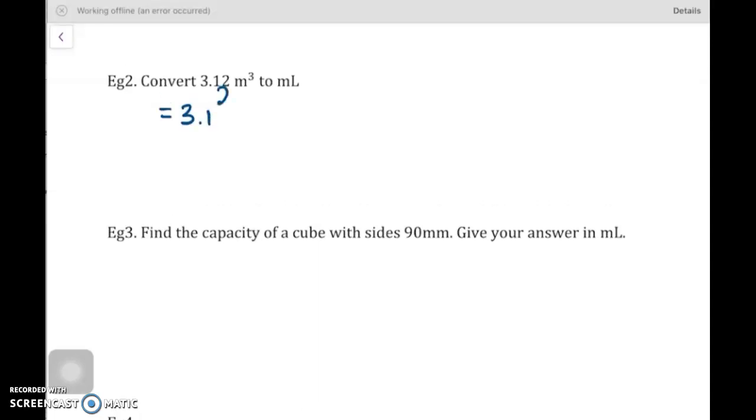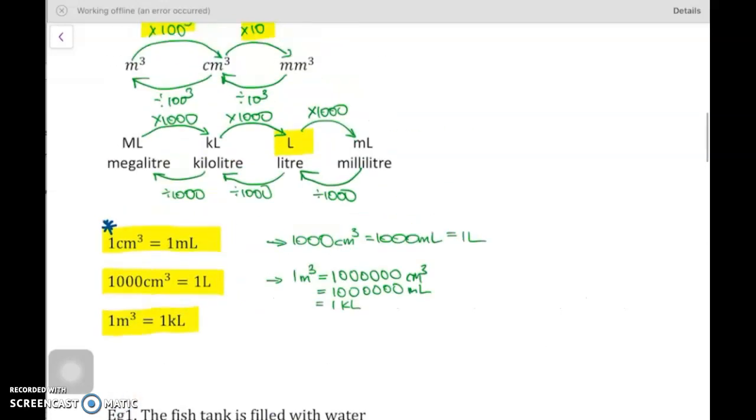It's requiring us to convert from cubic meters specifically to milliliters. Right? So let's think about our result from above. The number of cubic meters is the same as the number of kiloliters. So this is equivalent to 3.12 kiloliters. Okay? And to convert to milliliters, we go through our conversions from above.